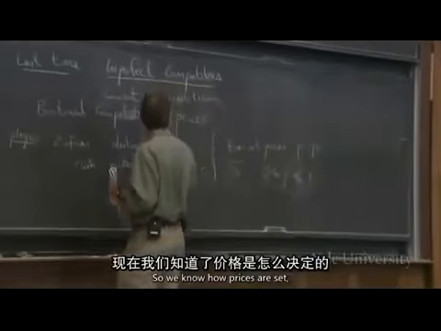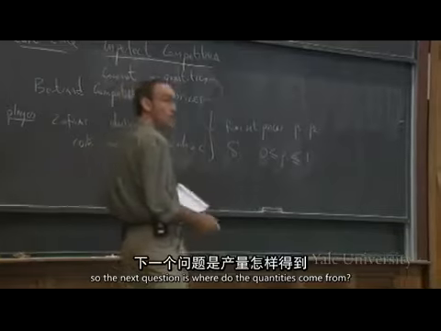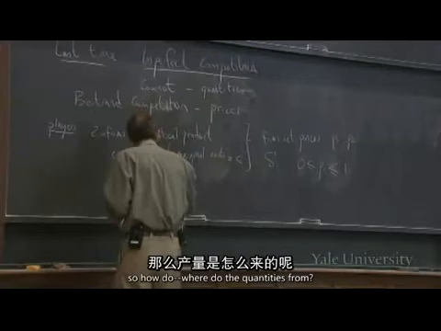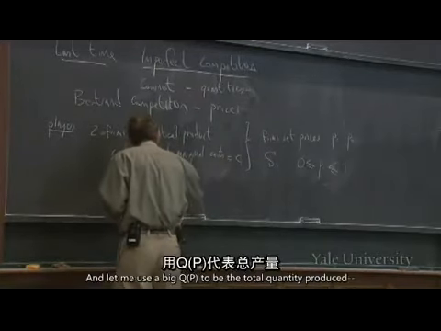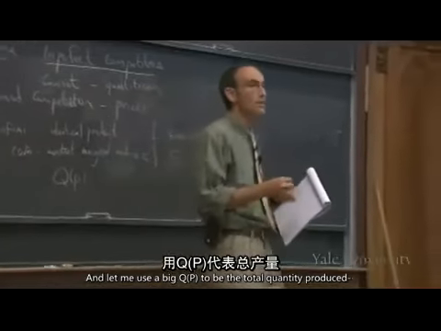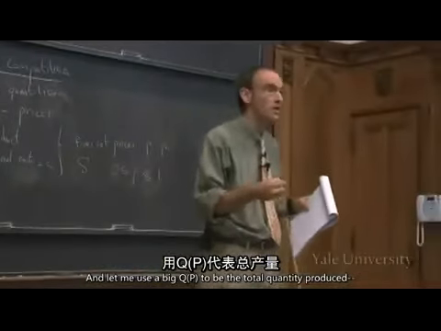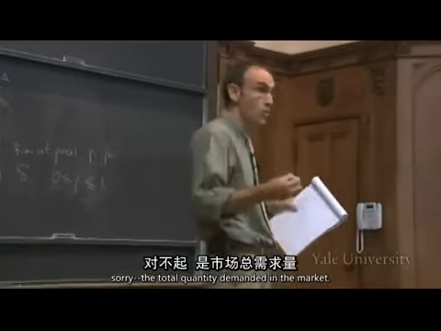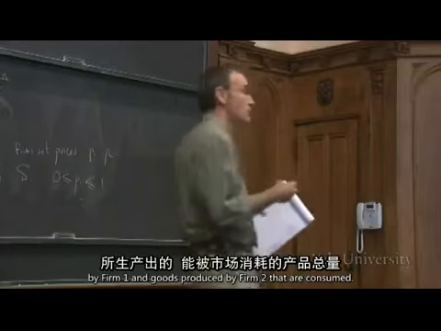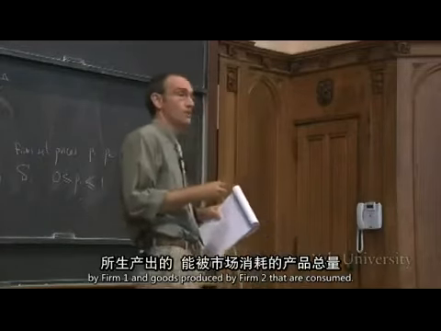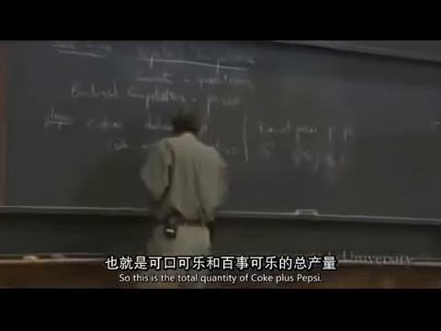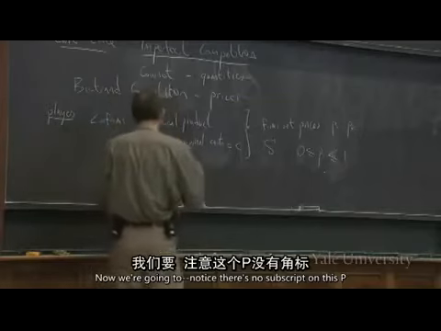All right. So we know how prices are set. They're set by the firms. So the next question is, where do the quantities come from? And they're going to come from demand. And let me use a big Q of P to be the total quantity demanded in the market. So this will be the total quantity of goods produced by firm 1 and firm 2 that are consumed. So this is the total quantity of Coke plus Pepsi. And notice there's no subscript on this P, and you'll see why in a second.